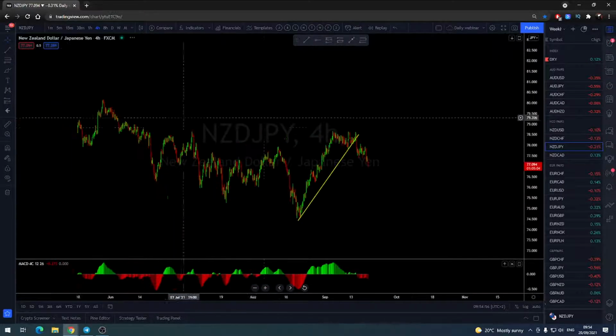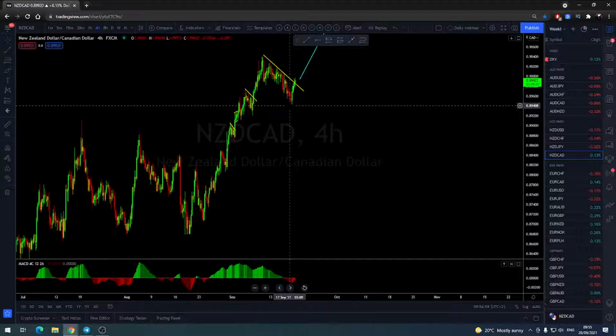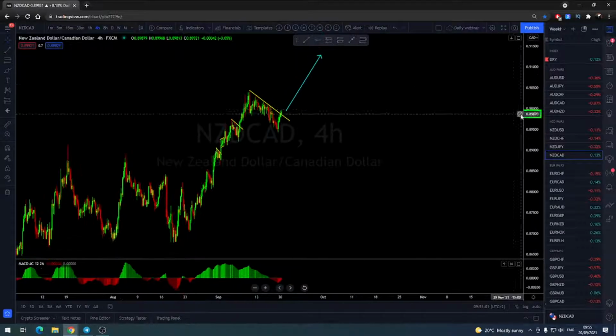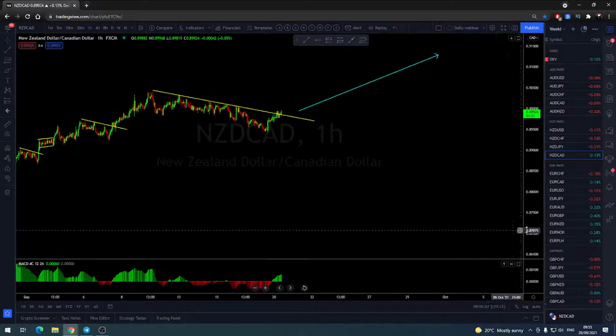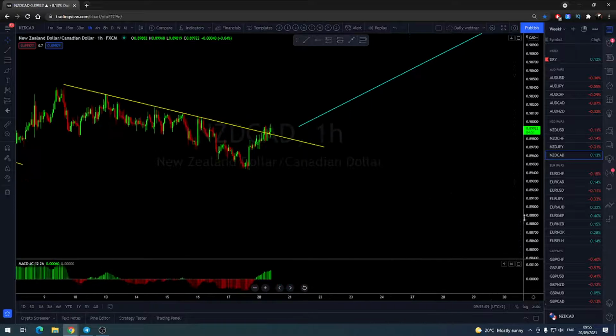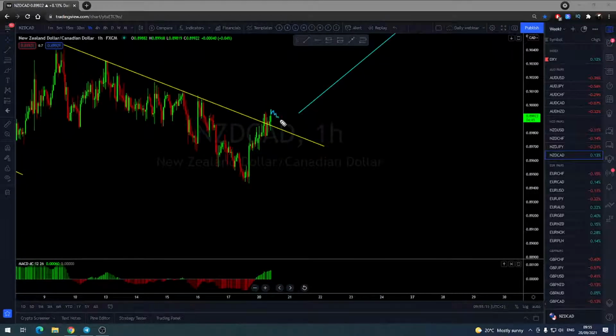New Zealand cat, this to push higher. Is there any buy setup? Let's have a quick look on the 1 hour. Not yet. What you have to do is wait for this one. Then we will have a running flat, then boom, this will go to the upside.